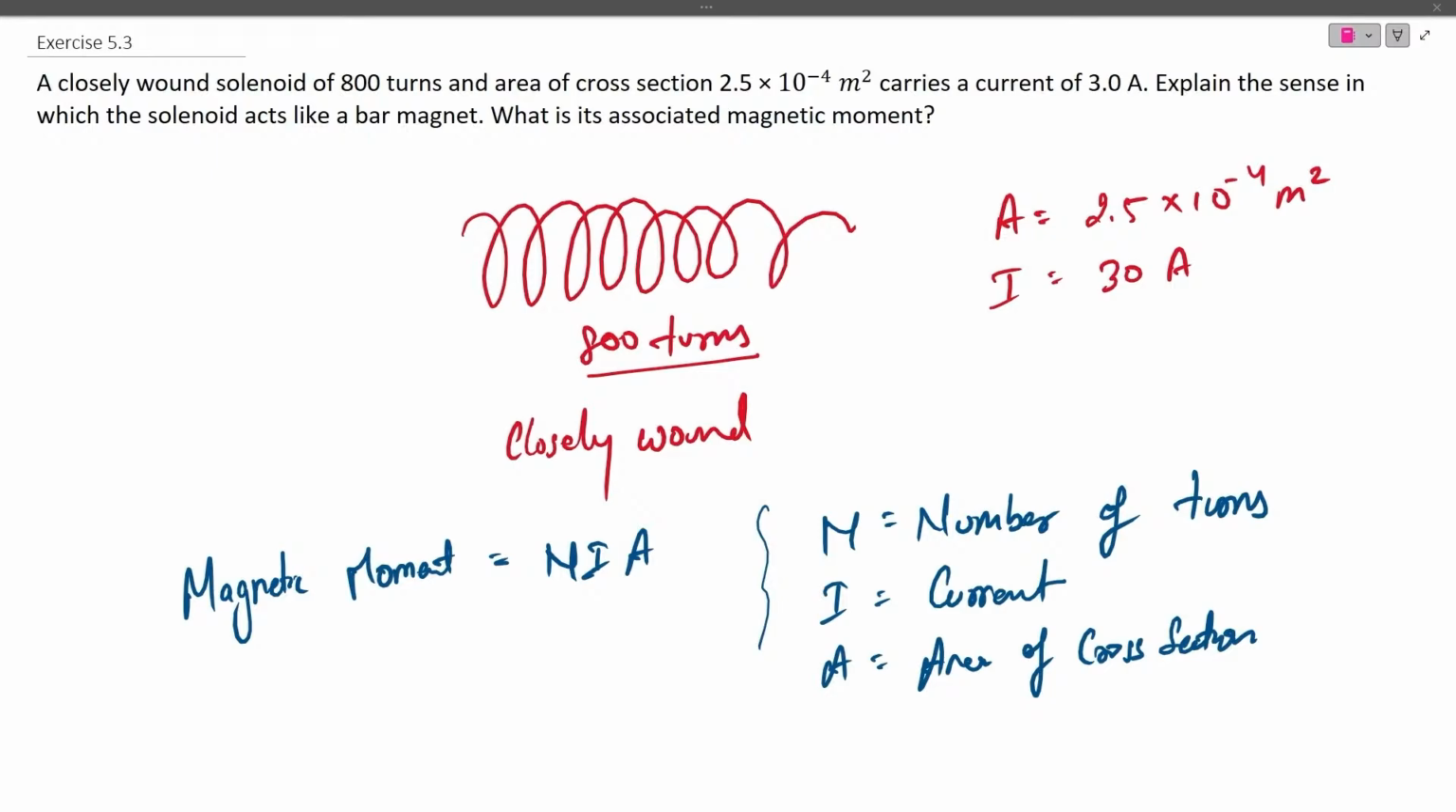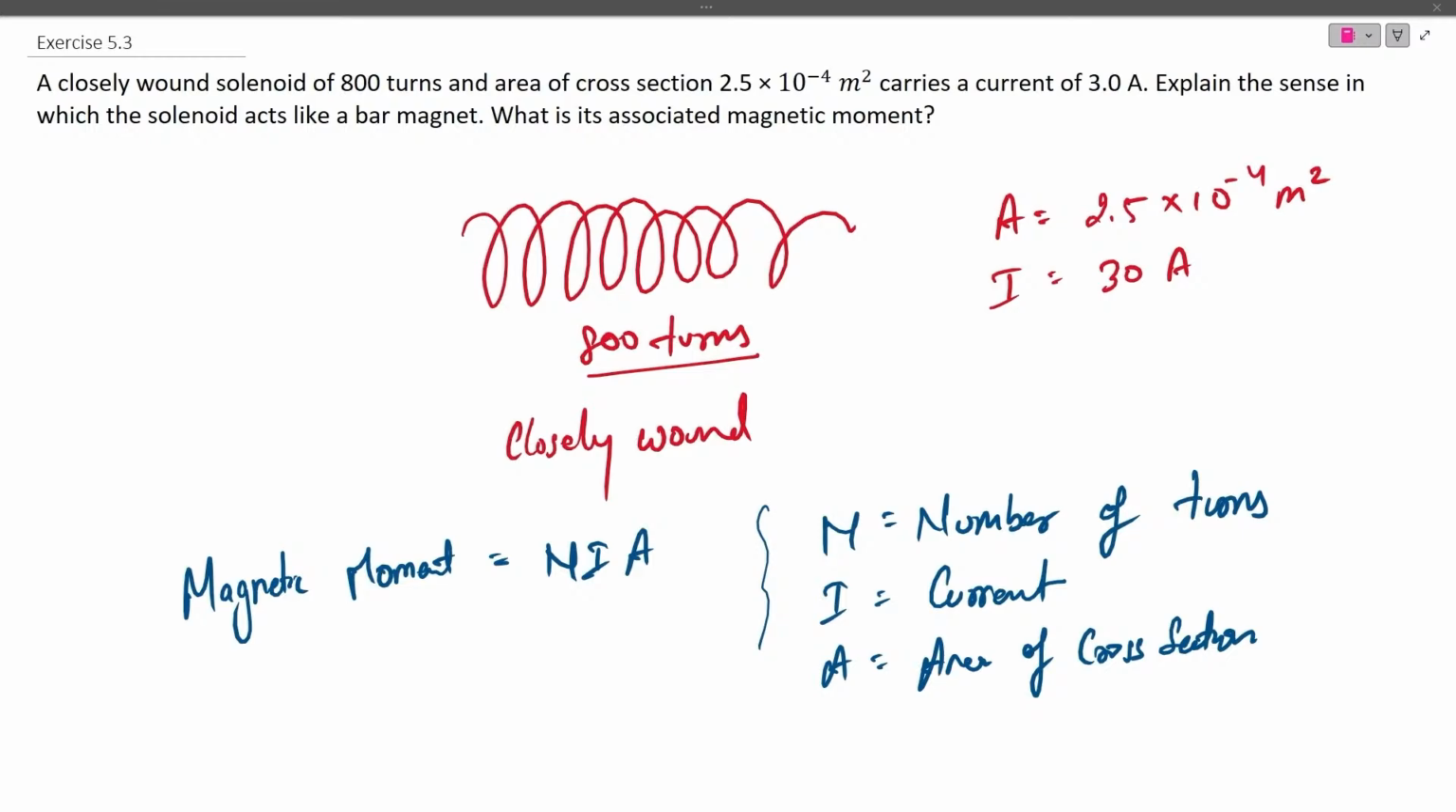The question says that a closely wound solenoid of 800 turns and area of cross section 2.5 into 10 to the power minus 4 meter square carries a current of 3 ampere. Explain the sense in which solenoid acts like a bar magnet. What is its associated magnetic field?